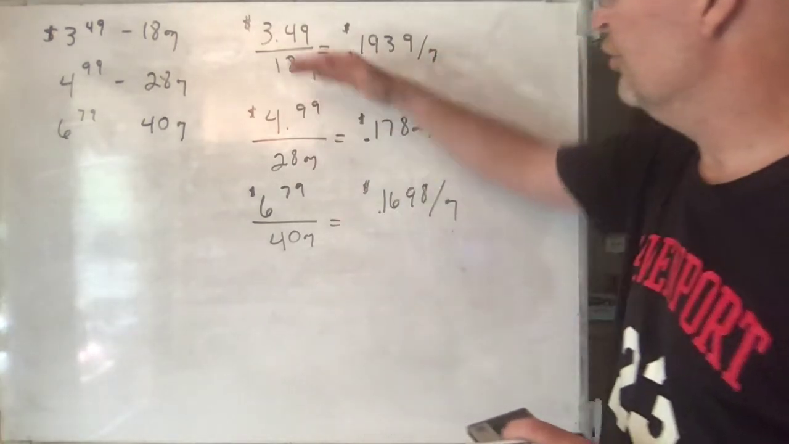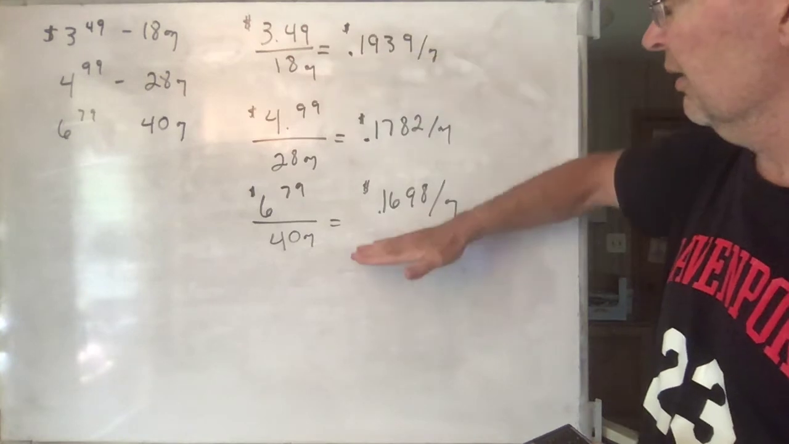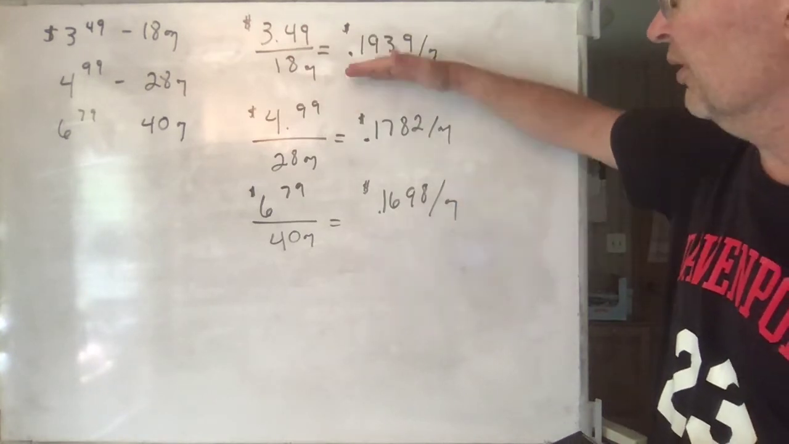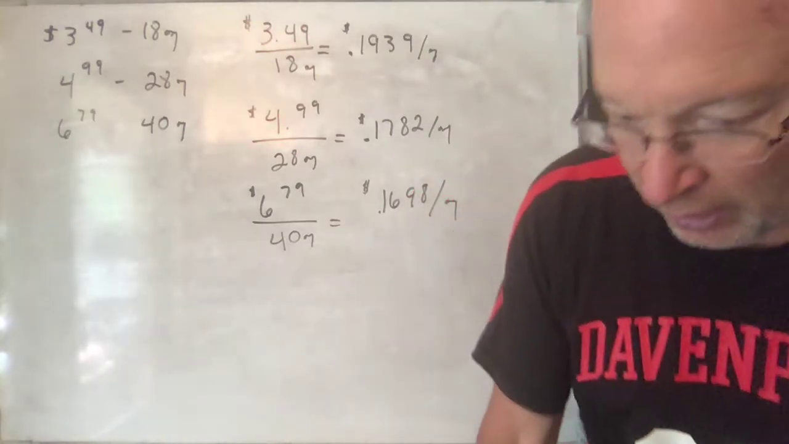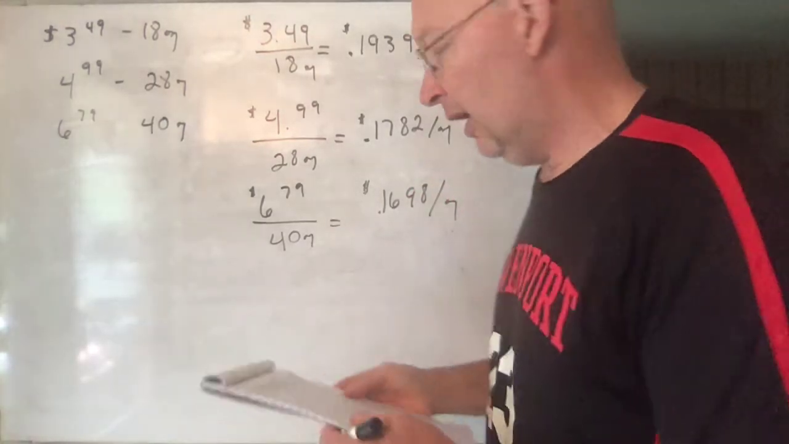Okay, the ratio here is the smallest ratio, and of course that's the largest. So this is your best buy per ounce. Okay, that's very good. Here's another one.